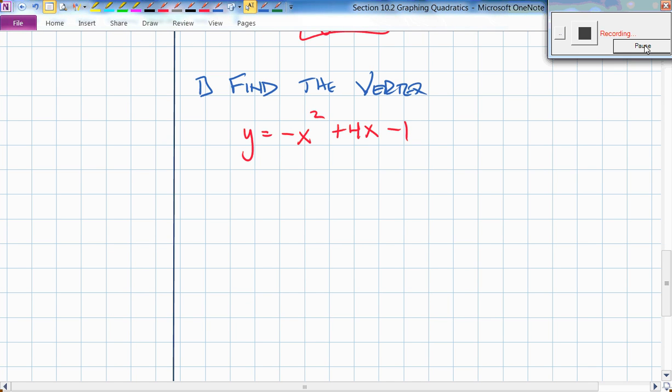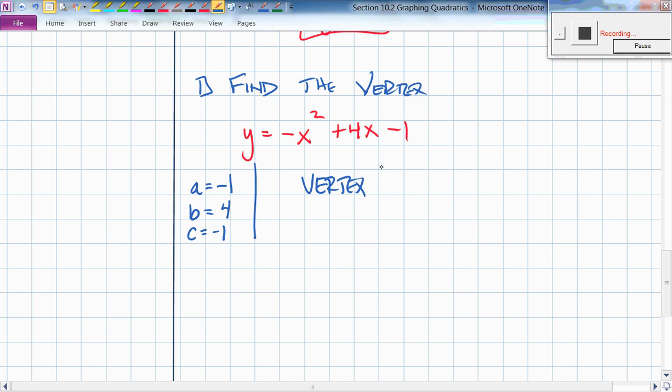Okay, last one here. We're going to find the vertex. It says y equals negative x squared plus 4x minus 1. Okay, give me some information. What's the value of a? Negative 1. Very good. What's the value of b? Negative 4 or positive 4? Positive 4. Good. What's the value of c? Negative 1. Okay, great.